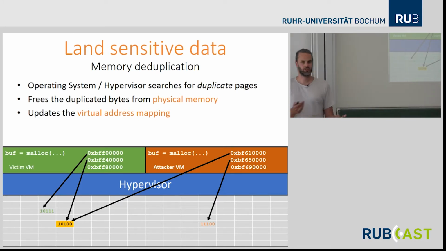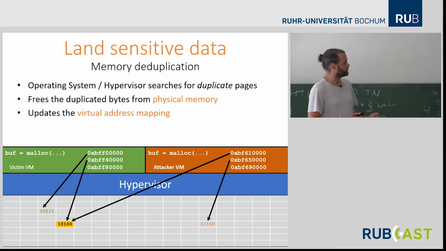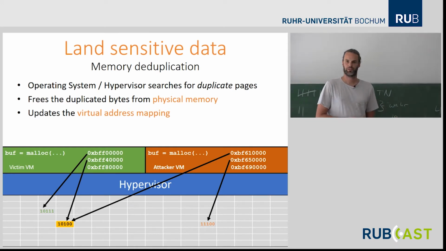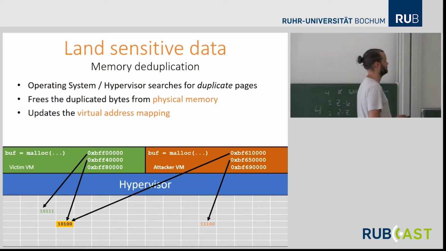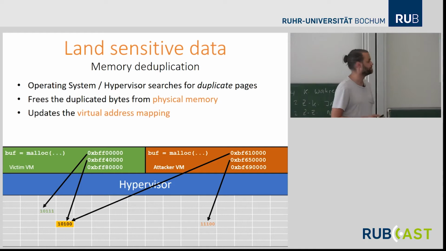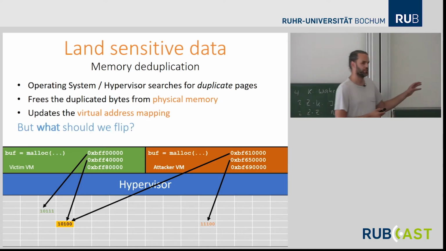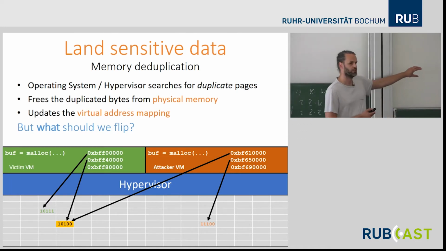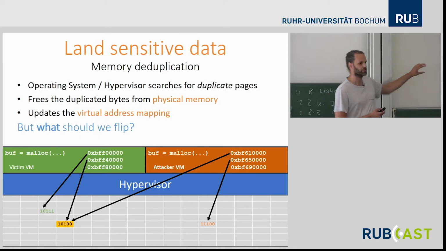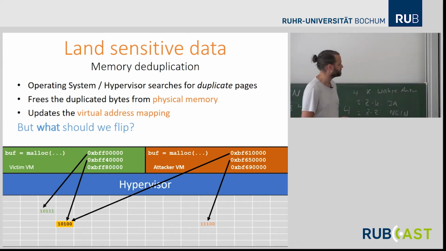And why would you do this? Well, you do this if you're a cloud provider, so that you can save memory and store more VMs on the same hardware, so you can make more money. But in Flip Feng Shui, we can use this to force the victim to store something into that memory region.